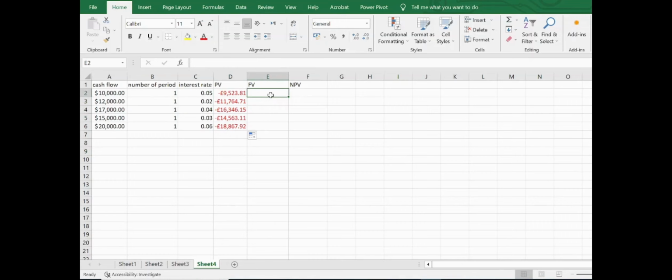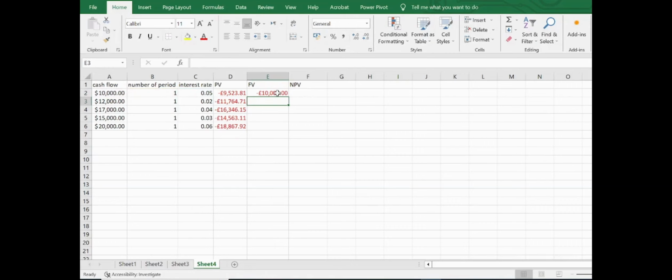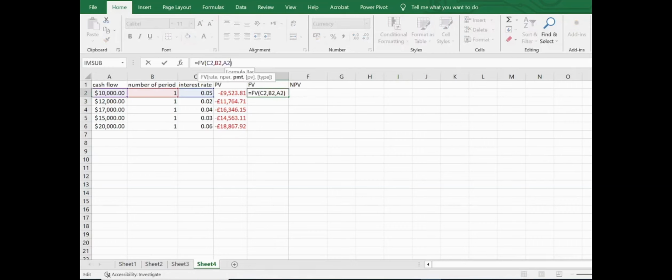Let's calculate the future value. It is the same. But don't forget to specify the type. 0 is the end of the period, and 1 is the beginning of it. We need to make Excel recognize that it is the beginning of the period, so we are going to type 1.